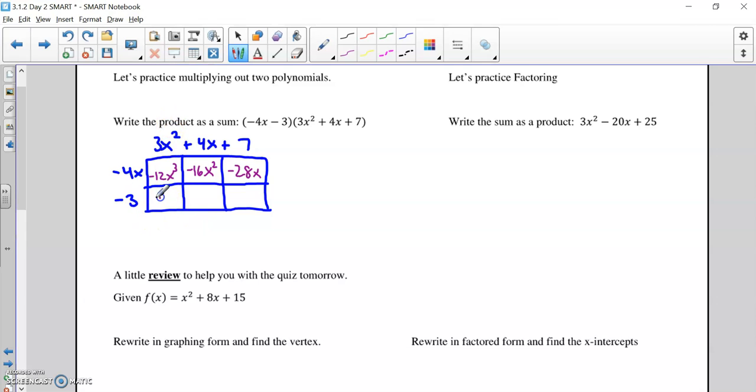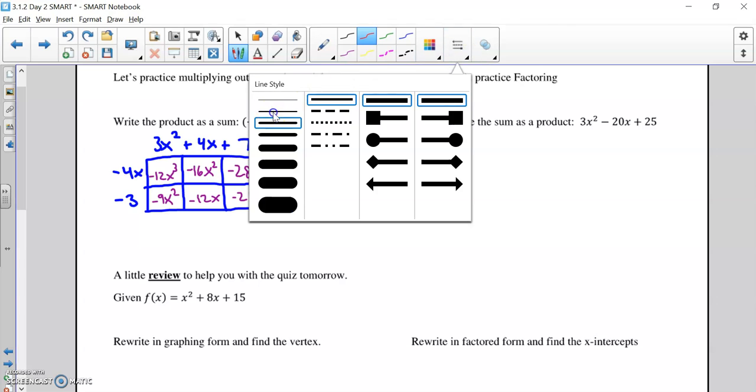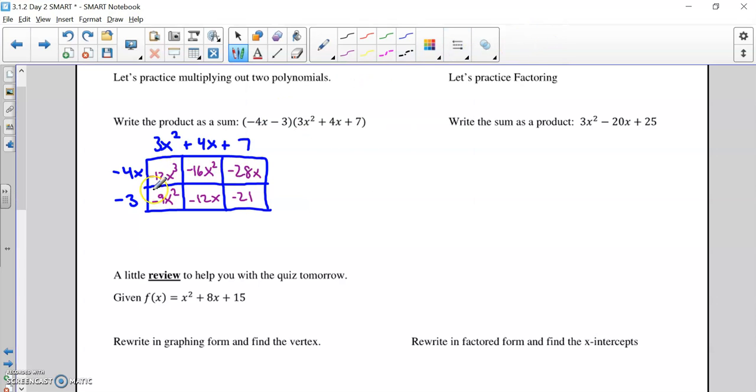Negative 3 times 3x squared is negative 9x squared. Negative 3 times 4x is negative 12x. Negative 3 times 7 is negative 21. Okay, and now, before we go ahead and sum everything up, we do want to acknowledge that we have some like terms to deal with. For example, these two, when you add them together, you end up with negative 25x squared.